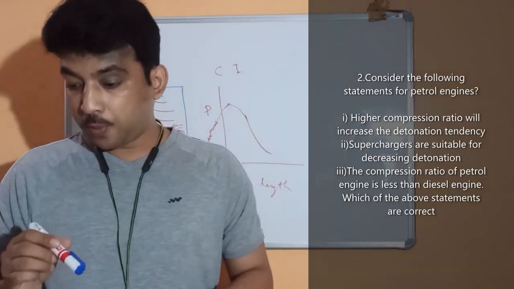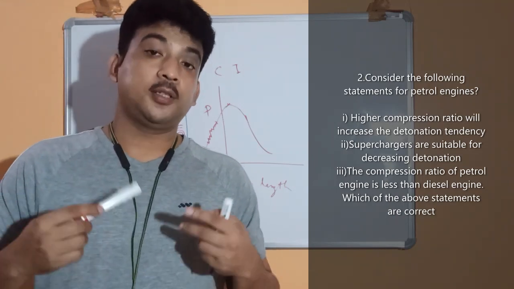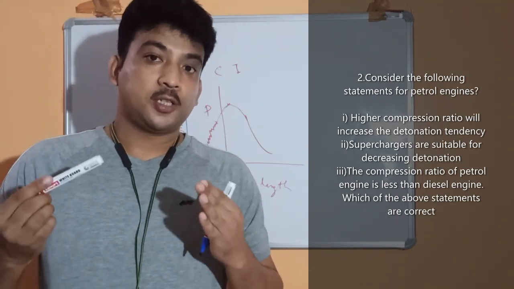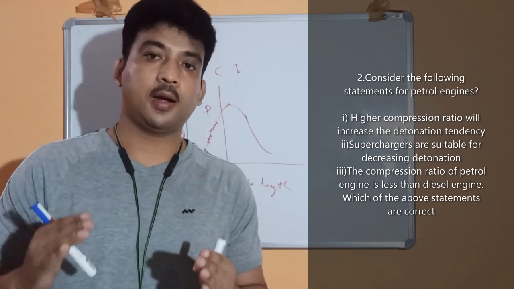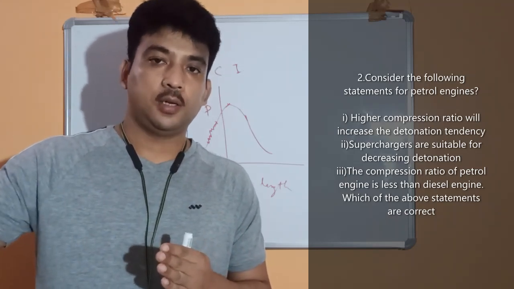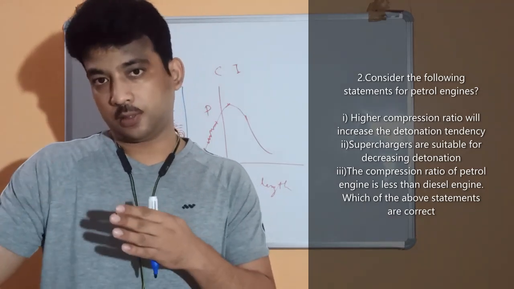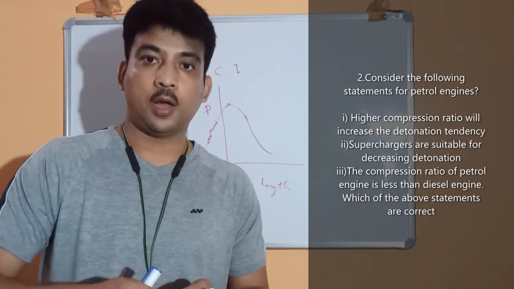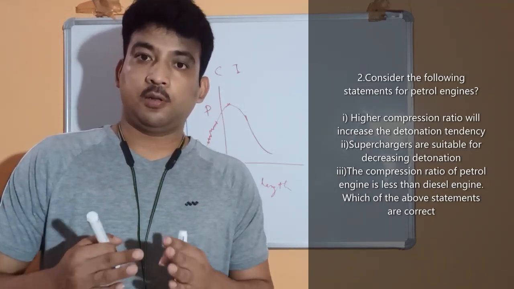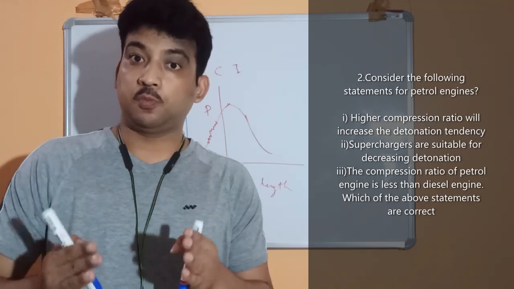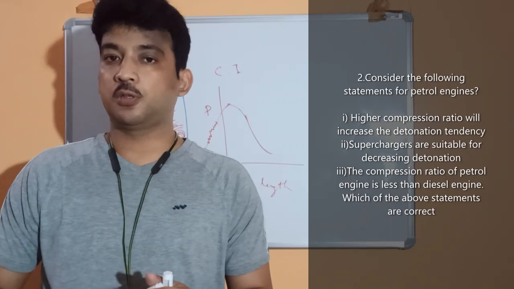Second, the superchargers are suitable for decreasing the detonation of a petrol engine. Now what is a supercharger? Superchargers are those devices which compress the air that is coming to the engine, coming to the cylinder. Before entering the cylinder, the air is compressed to a higher pressure. So if the air is compressed, then what will happen? The compression ratio is more, the pressure will be more. The pressure will obviously be more because of the supercharging.